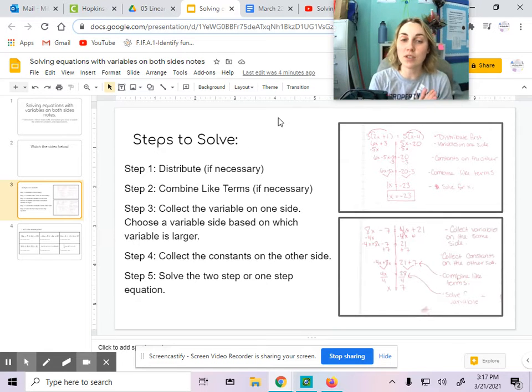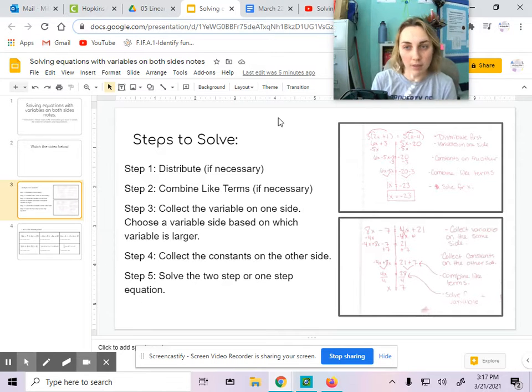All right, so steps to solving equations with variables on both sides. First step is you need to use the distributive property if necessary. So if you see a number and then the parentheses with numbers and variables inside it, you do need to solve that first. You need to use the distributive property first before you can do anything else. So that's an if necessary term. So if you see that, you have to do it, but you're not going to see that every single time.